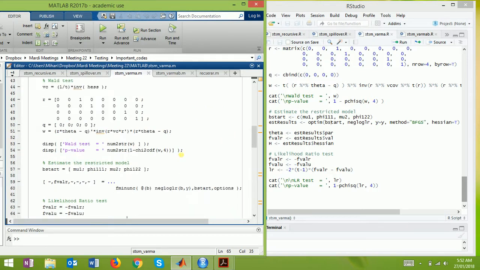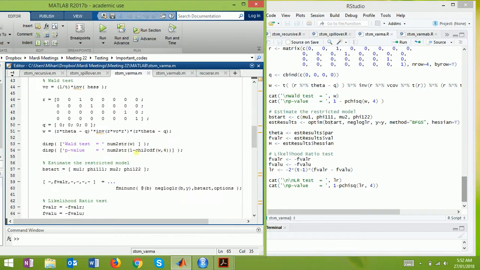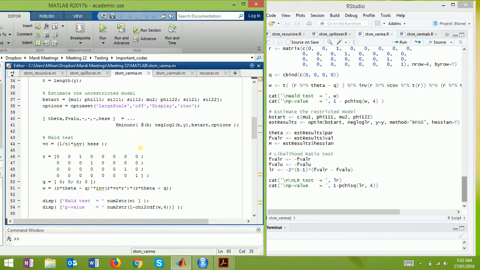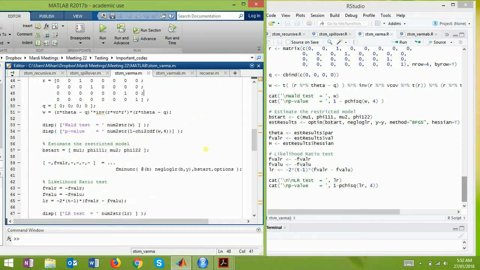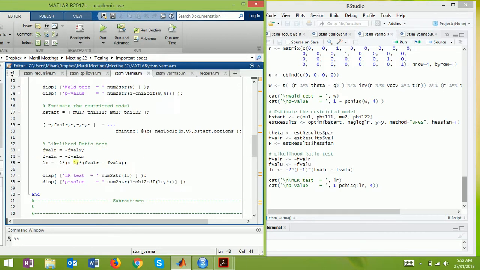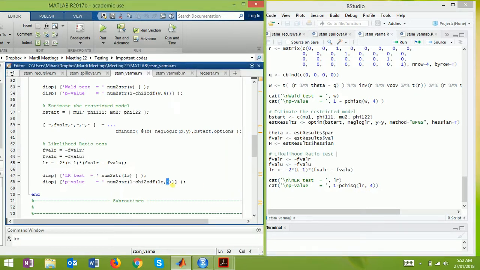So you see we could do the VAR test with the given information on the unrestricted model, because we are using the theta that we have estimated, we are using R from here, we are using Q from here. VC is also used from the optimization. But for the likelihood ratio test we need unrestricted and restricted, and we use them. So P chi-square, 4 degrees of freedom, because we have 4 variables here.